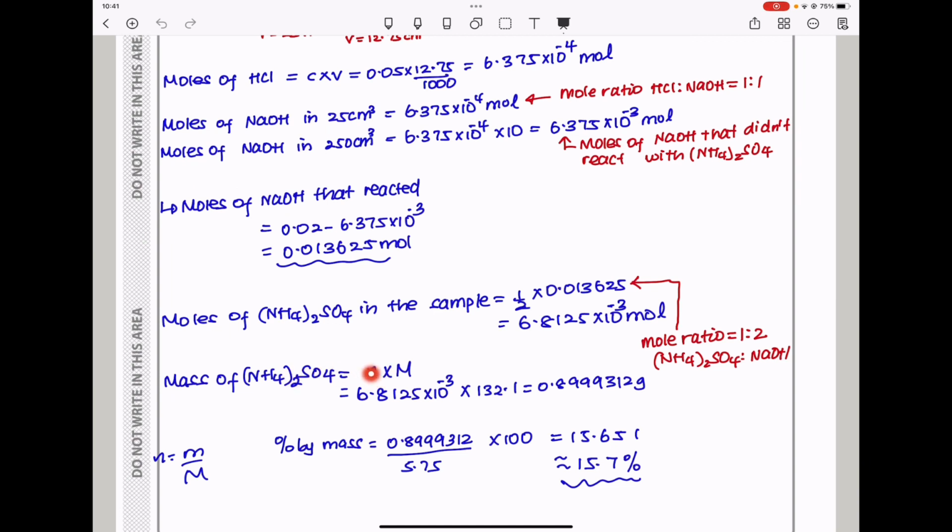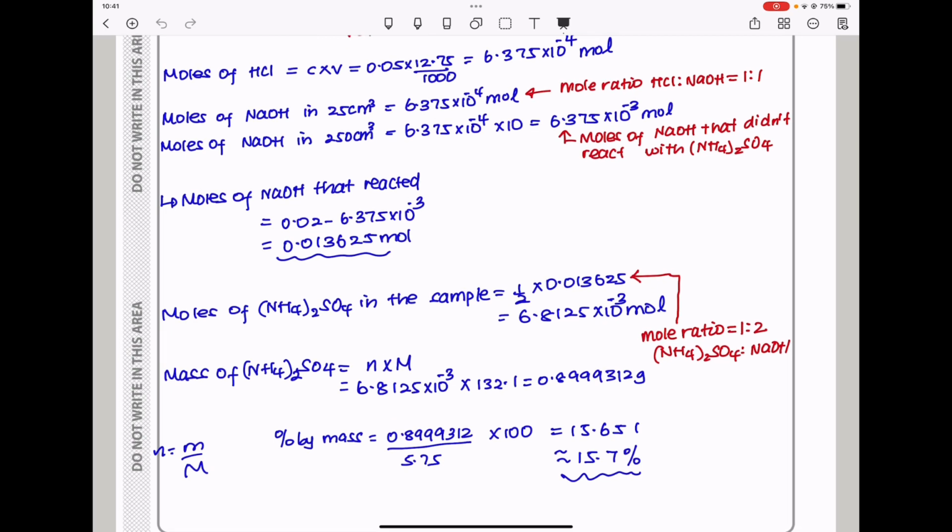And the mass is going to be number of moles times formula mass, which is going to be 6.8125 times 10 power negative 3 times the formula mass that was given. I got that in grams. So the percentage by mass is equal to that, divided by the original mass times 100, and it gave me 15.7%. So that should be your answer.